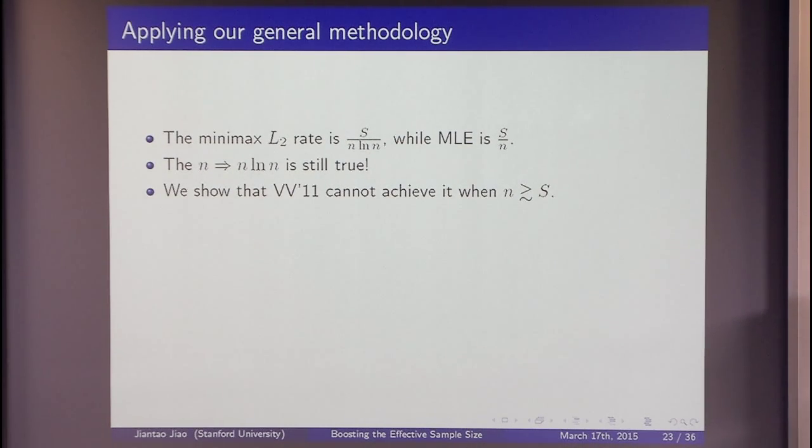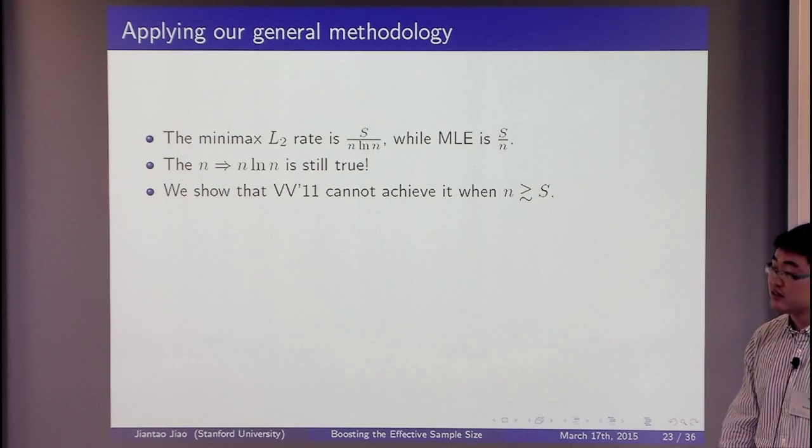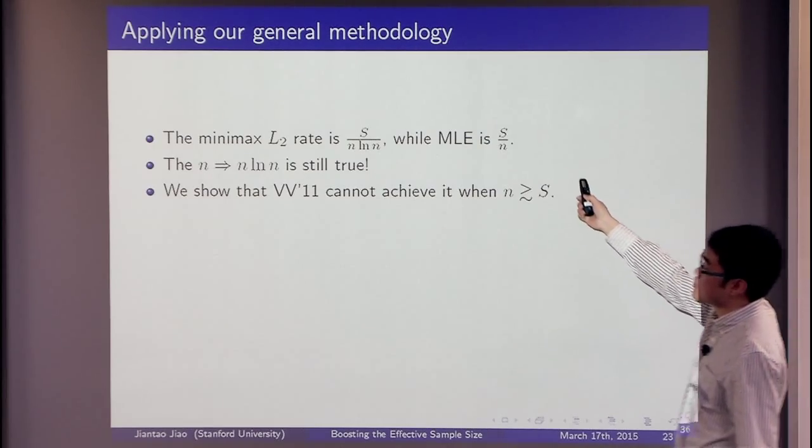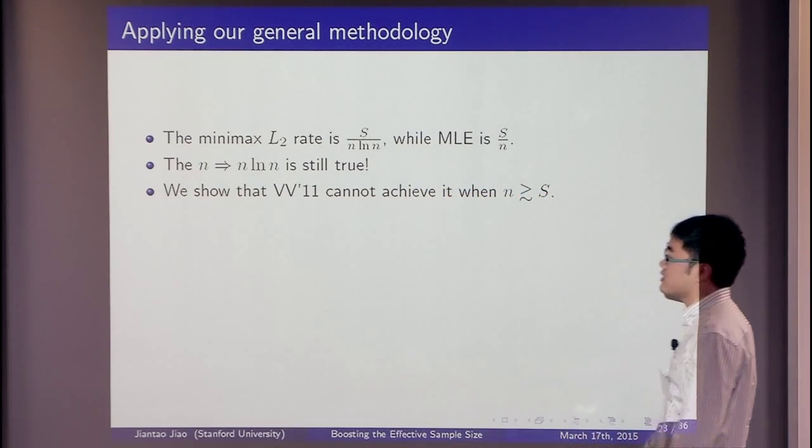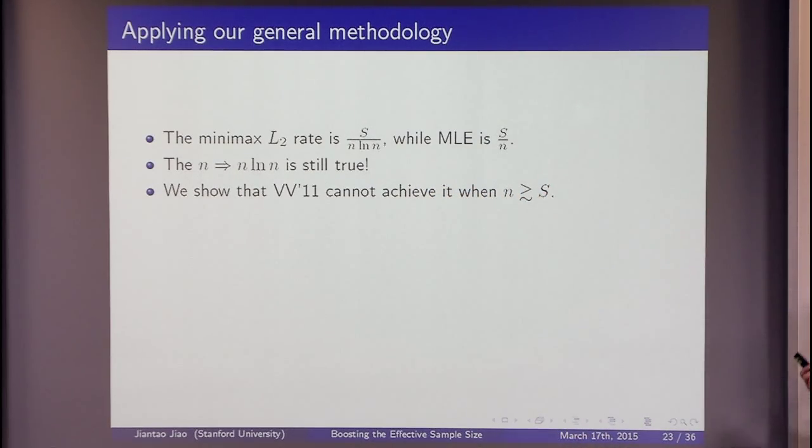We show that the minimax L2 rate is s over n log n, whereas the MLE is s over n. Exactly, n can still be enlarged to n times log n. And we show that the construction in VV cannot achieve this when n is larger than s. So basically, it's not because they didn't analyze it; by definition, their construction cannot really do it.